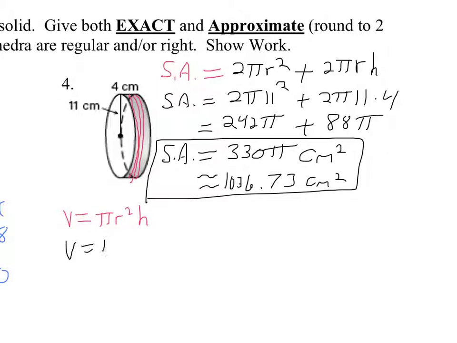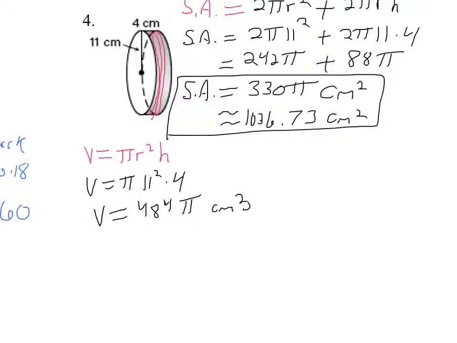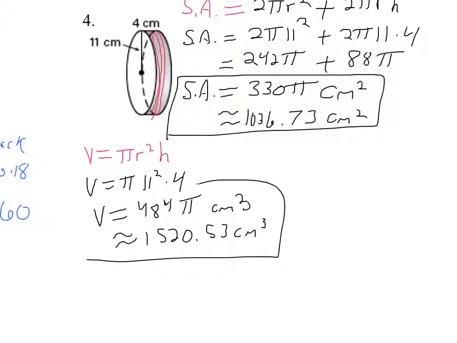So that's going to be pi 11 squared times 4. Again, you know this is not going to come out evenly because there's a pi in there, so I'll just do the 11 squared times 4 at first, which is 484. And so that is timesing by pi, I'm just not typing it in the calculator. So 484 pi cubic centimeters, need a 3 on there. And if you do actually multiply by the pi and round, it's about 1,520.53 cubic centimeters.